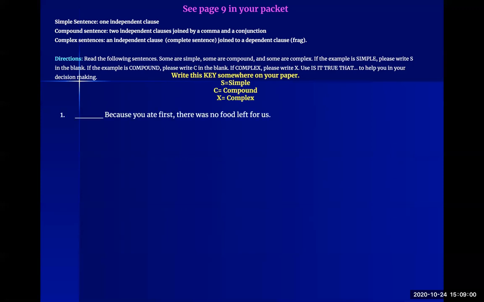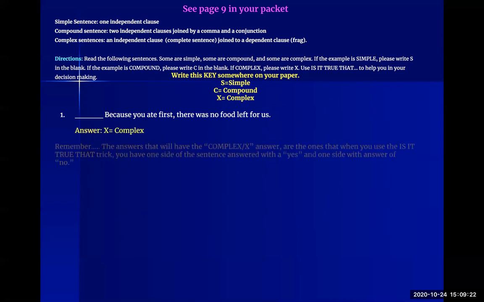So number 1, we have to decide if this is a simple, compound, or complex sentence. "Because you ate first, there was no food left for us." So that's a two-part sentence right there. So it cannot be a simple sentence. So now we have to decide, is it a compound sentence or a complex sentence? It's a complex sentence because if you use your "is it true that" trick to help you answer, one side is going to be a no and one side is going to be a yes for a complex sentence.